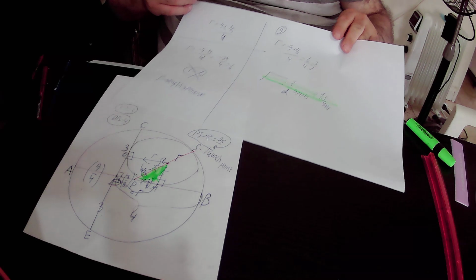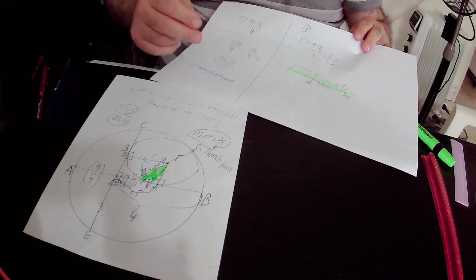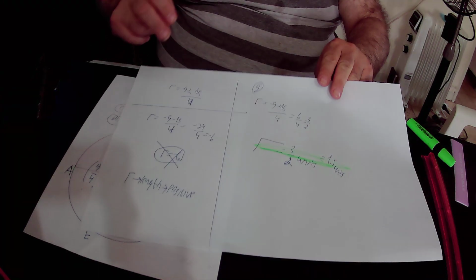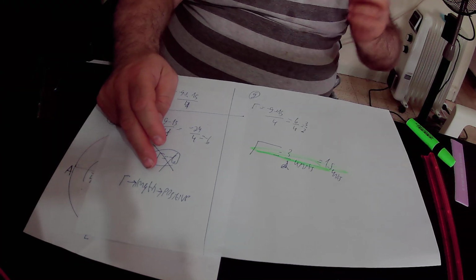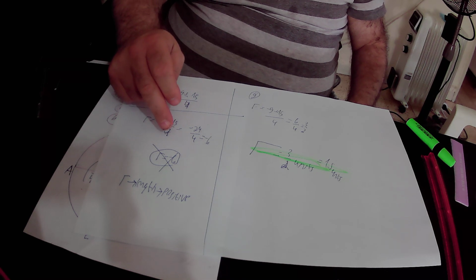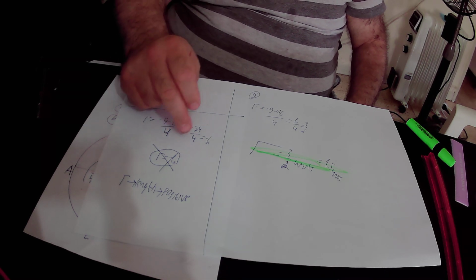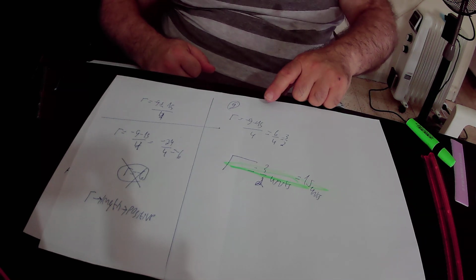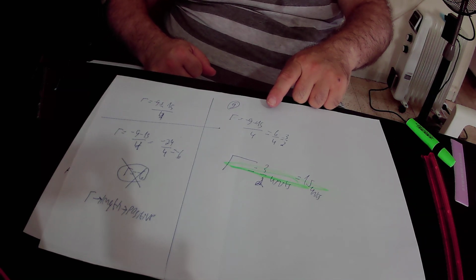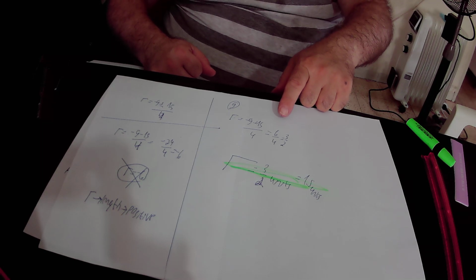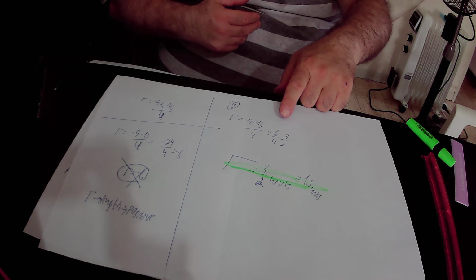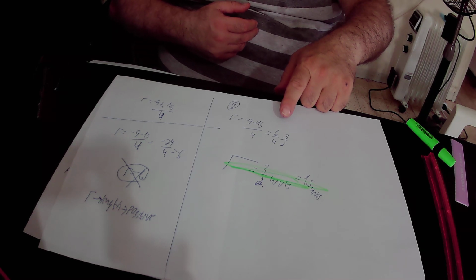But because r is the length of the radius of the small circle, as a length it must be a positive number. It can never be equal to minus 6, a negative number. So we cancel that solution, and we are left only with the second solution, r equals minus 9 plus 15 over 4. Minus 9 plus 15 is 6, so r equals 6 over 4. We divided both the numerator and the denominator by 2. 6 over 2 is 3, and 4 over 2 is 2.